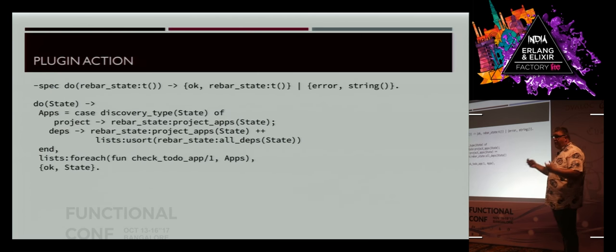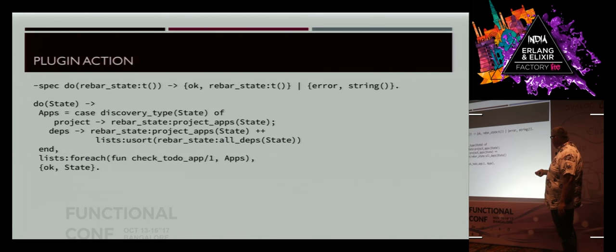There's a whole bunch of helper functions that Rebar exposes to you so that you can pull things out of state. Like you can see here that Rebar state project apps are pulled out as the thing that we're going to search through. So that's what this does. At first it figures out, am I looking at the normal project files or dependencies? If I am, then I'm going to get a list of dependencies. And if I'm not, then I'm going to look at just the top level application stuff. It goes into that list apps.